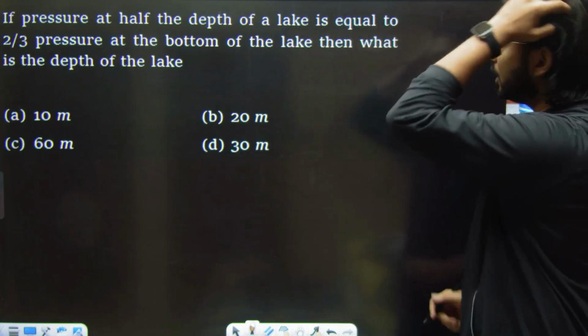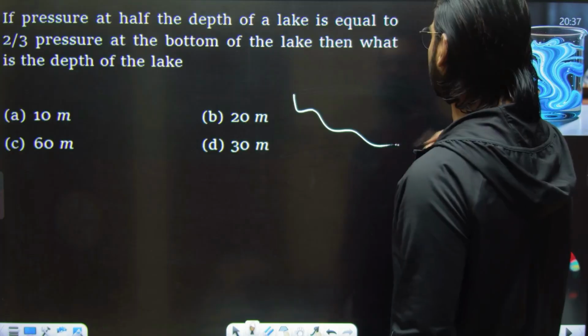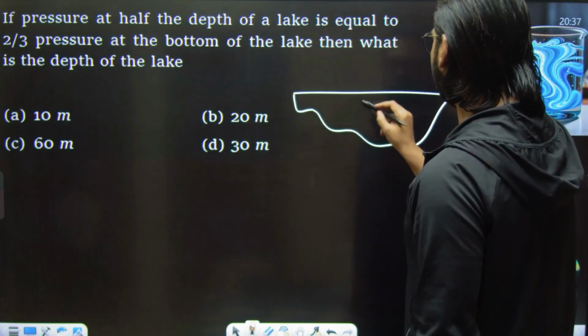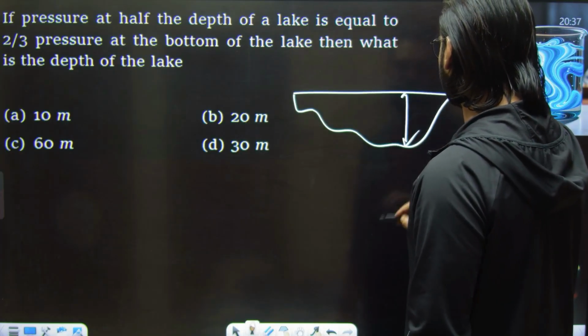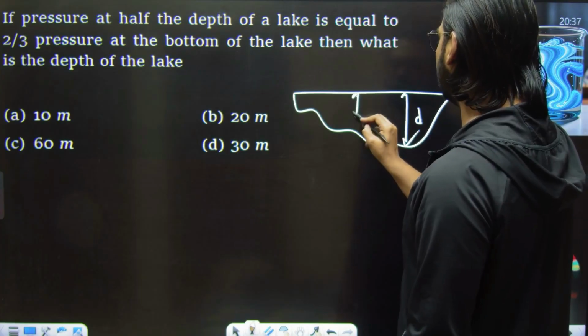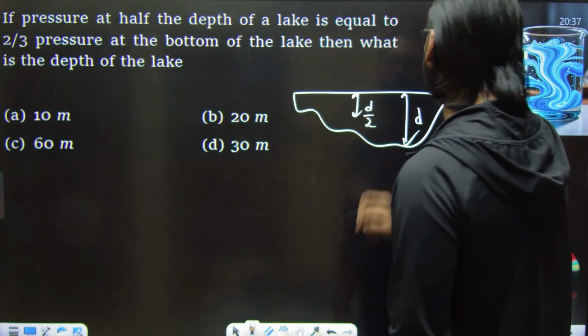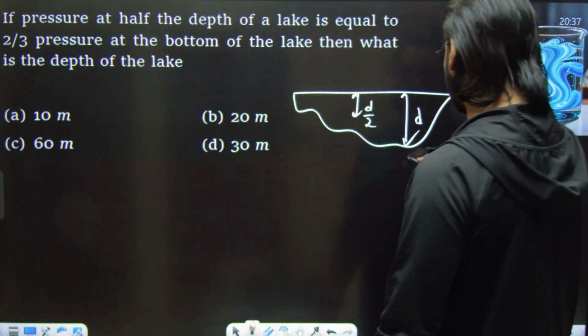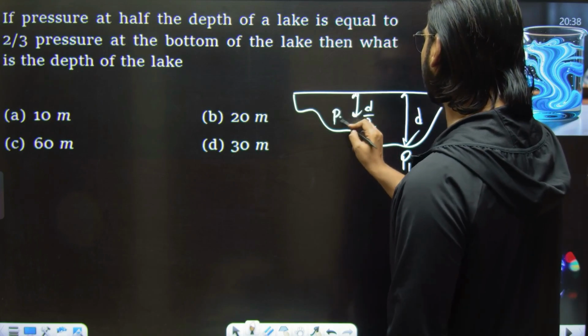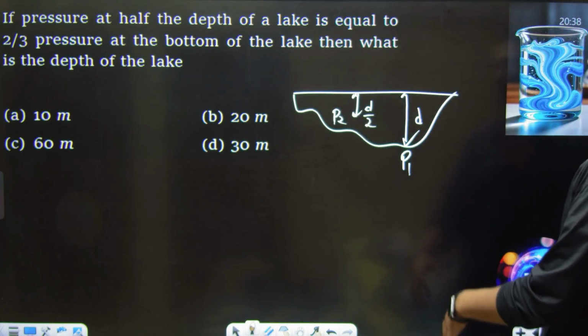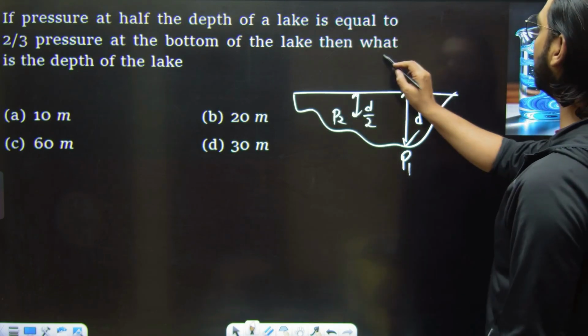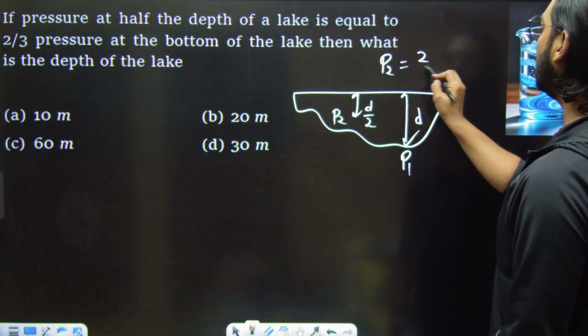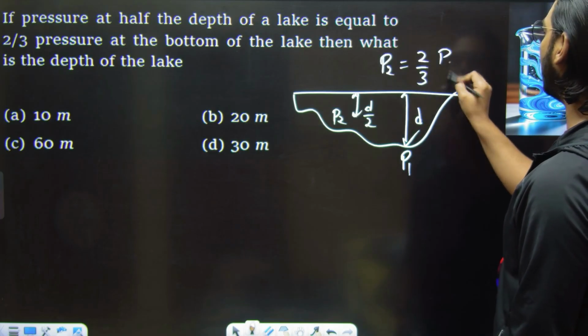We have a lake. All right, we have a lake. Okay, let's say this is a lake, and it says that there is a certain pressure at depth D, and there's another point at D by 2 where there is certain other pressure. So let's call this point P1 and let's call this point P2. So he's saying that the pressure at point 2 is 2/3 the pressure at point 1.